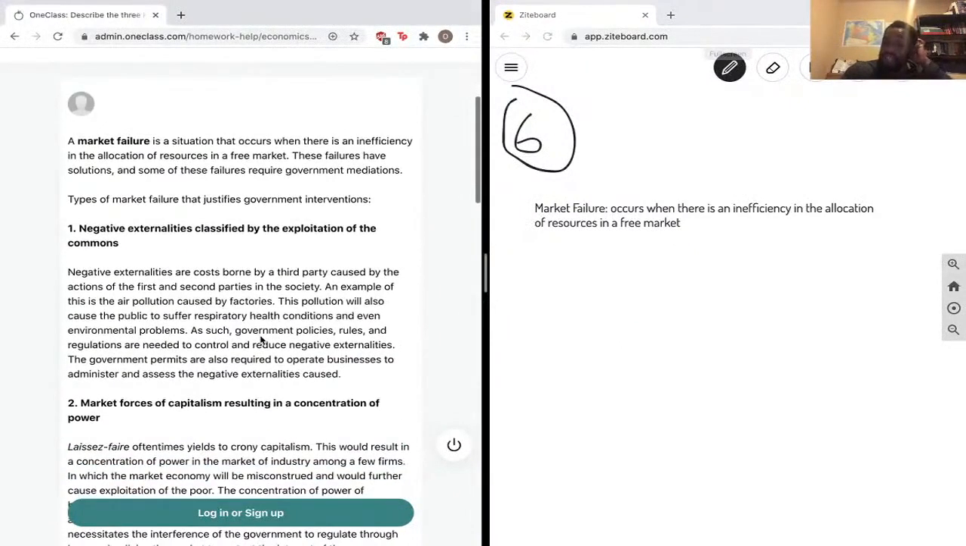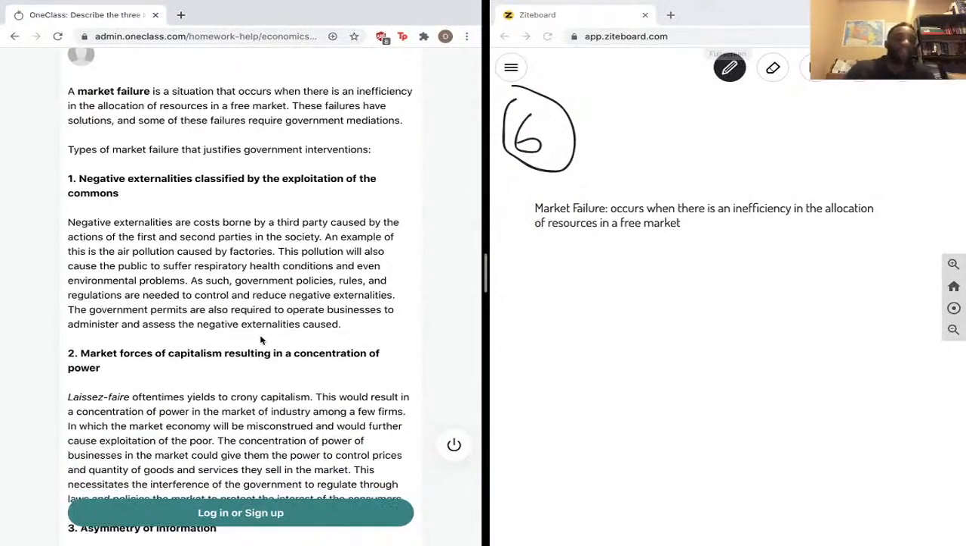First one is negative externalities, classified by the exploitation of the commons. A negative externality is a cost borne on a third party caused by the actions of the first and second parties in the society. An example of this is air pollution caused by factories. The pollution will also cause the public to suffer respiratory health conditions and even environmental problems. As such, government policies, rules, and regulations are needed to control and reduce negative externalities. Government permits are also required to operate businesses to administer and assess negative externalities caused.